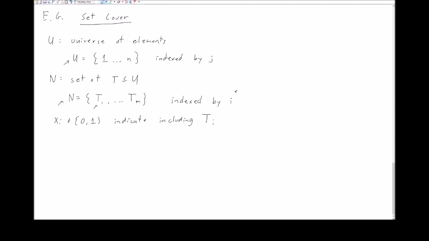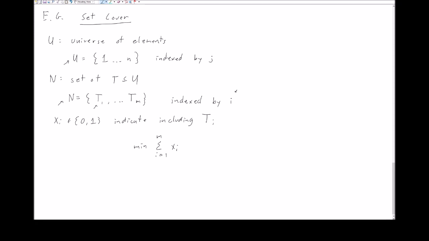From this, we can write our objective function. In this case, our objective function is going to be a minimization problem. We're going to minimize the number of sets that we're going to use. So we'll minimize the sum of the xi's, since xi is indicating whether a set is included or not. Our constraints in this case are going to be a little bit more complicated.